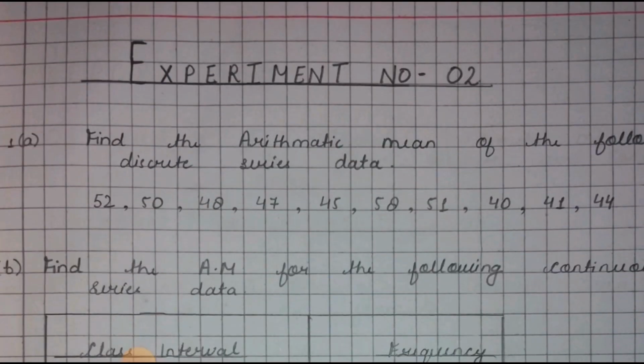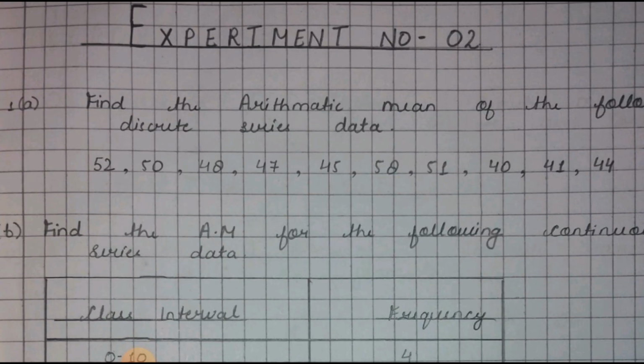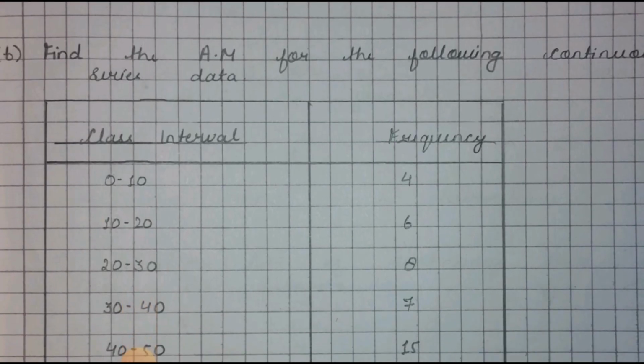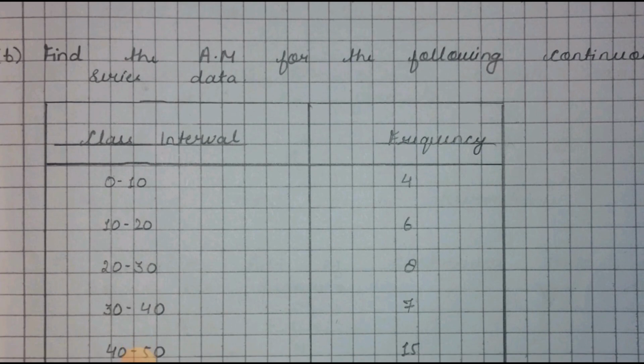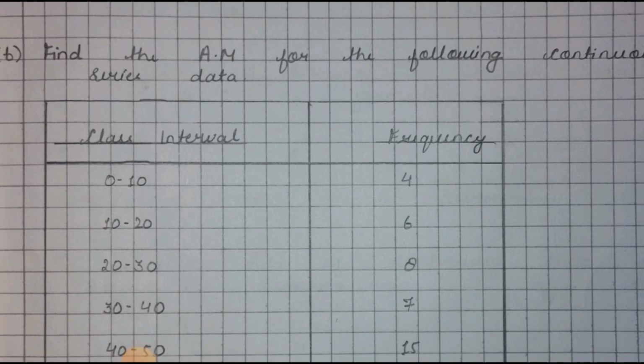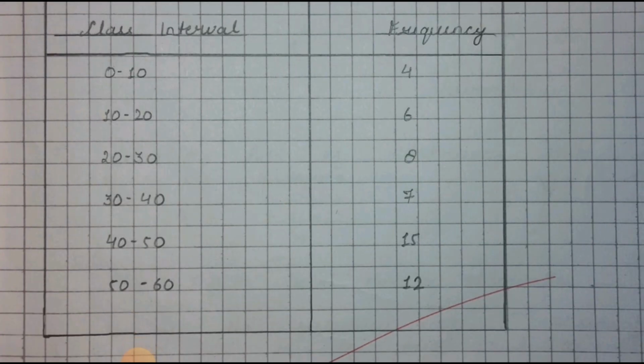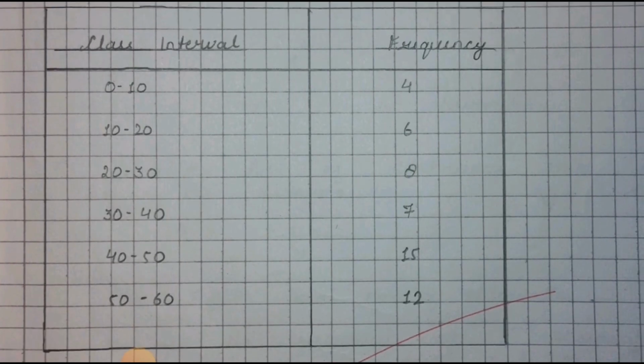Experiment number second. Find the arithmetic mean of the following data. Second, find the arithmetic mean for the following continuous series data. ये गिवन है क्लास इंटरवल फ्रीक्वेंसी.